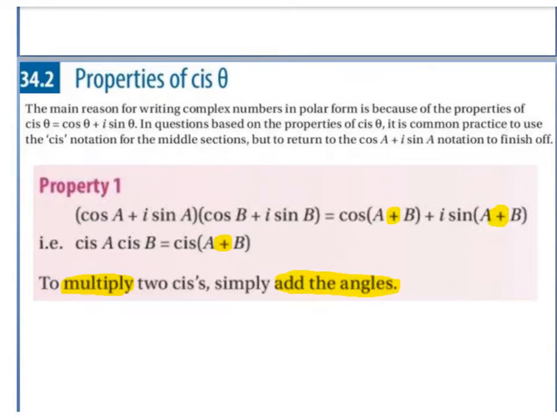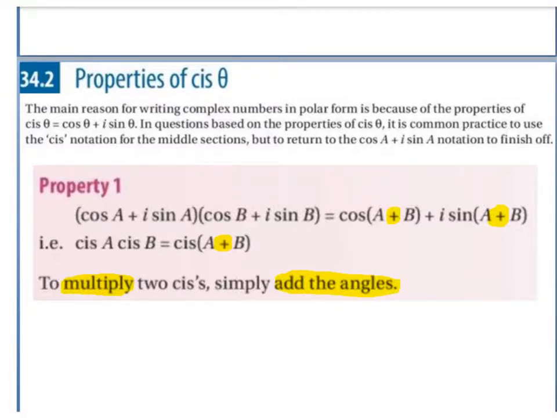Properties of CiS theta. The main reason for writing complex numbers in polar form is because of the properties of CiS theta, which is equal to cos theta plus i sine theta. In questions based on the properties of CiS theta, it is common practice to use the CiS notation for the middle sections, but to return to the cos A plus i sine A notation to finish off.